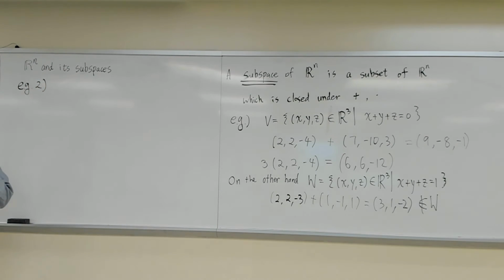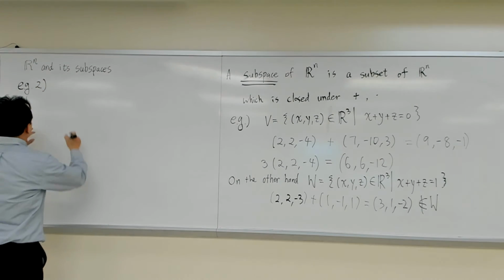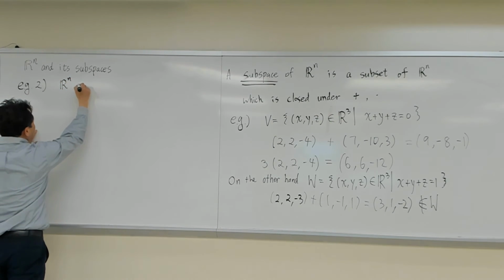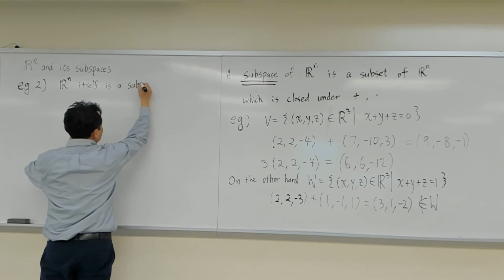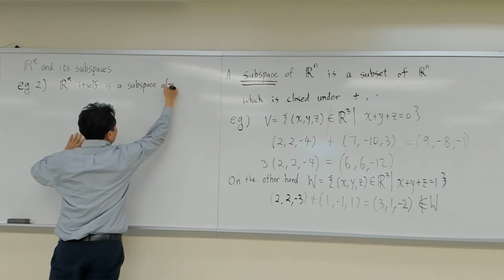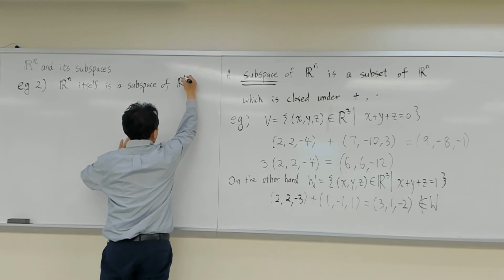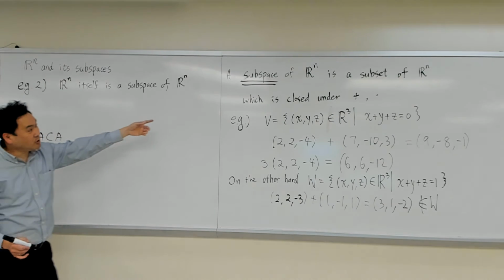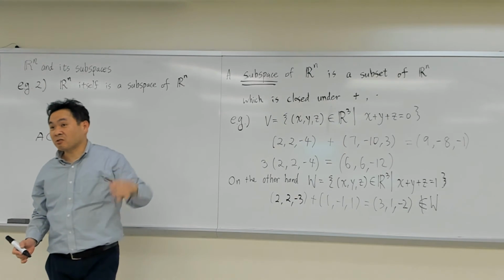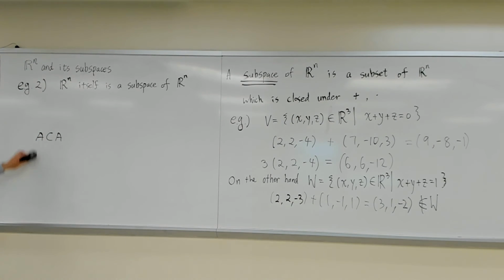So, the second example, some trivial cases. Rn itself is a subspace of Rn. Okay, because in set theory, any set is a subset of itself. If A is a set, then A is a subset of itself, right? So Rn is a subset of Rn, and of course Rn itself will be closed under addition and multiplication. So it satisfies all the requirements of being a subspace. So itself is a subspace.